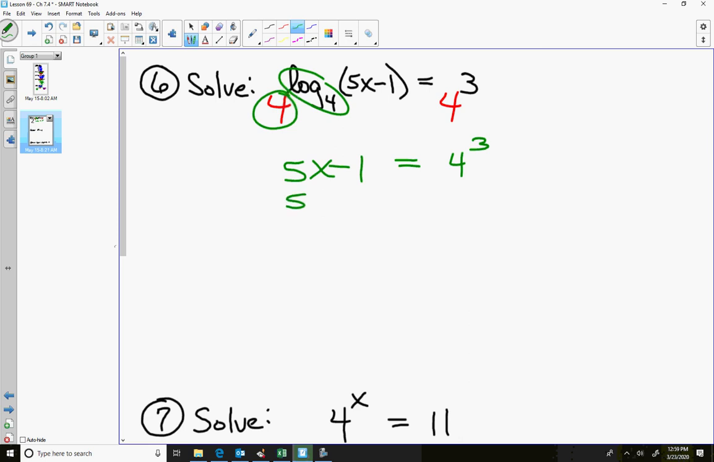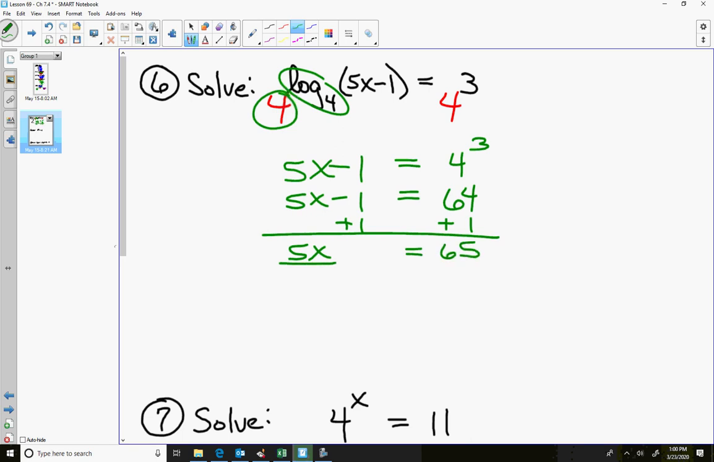So at this point, 5x minus 1, what is 4 cubed? That's 64. And then now, divide by 5. So x is 13. Now, is that acceptable? You come up here to the 5x minus 1. 5 times 13 minus 1, definitely positive. So that would be acceptable.